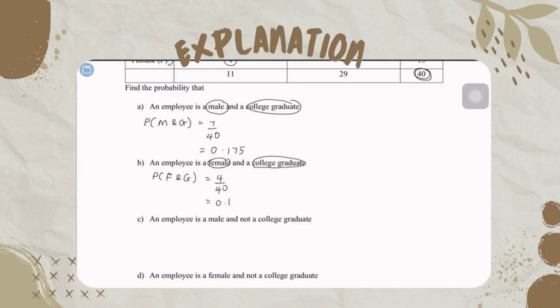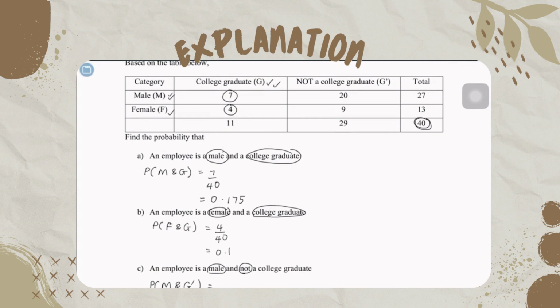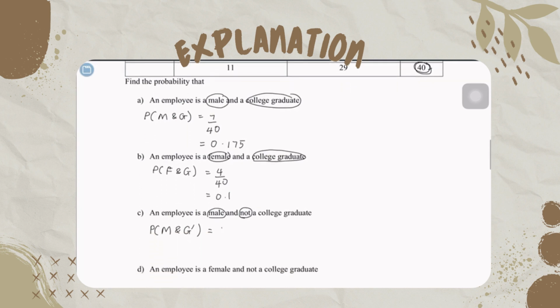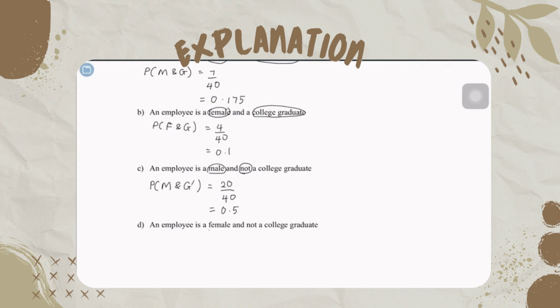Next is part C, an employee is a male and not a college graduate. The keywords are male and not a college graduate, and the formula is still the same. We look at the table, and male not a college graduate is 20. 20 divided by 40 gives the answer 0.5, the probability for part C.